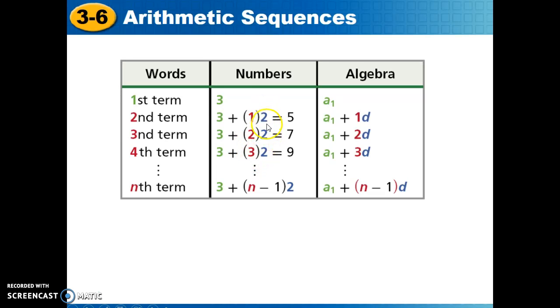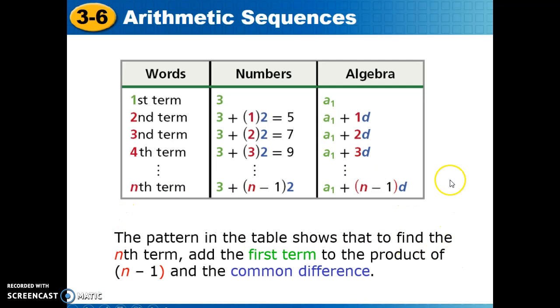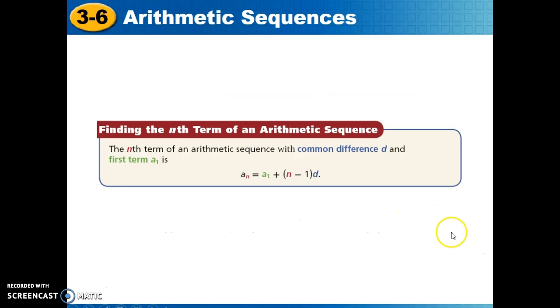Our common difference times n minus 1 plus the original term. Hence, we can conclude our formula. Take the first term and add n minus 1 differences. That'll give you the nth term. Let's see how that looks. The pattern in the table shows that to find the nth term, add the first term to the product of n minus 1 and the common difference.